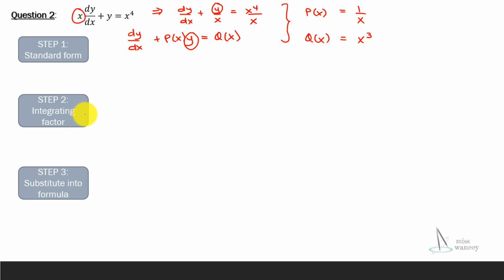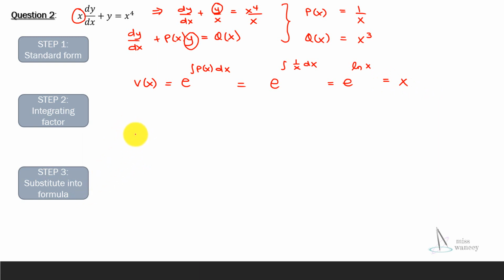Okay, so step 2, let's go to integrating factor. The integrating factor, denoted by V(x), is e to the power of integral of P(x) dx. P(x) is 1 over x, so we have e to the power of integral of 1 over x dx. Integrating 1 over x will give us ln, so e to the power of ln x. Simplify them, that will simply give us x.